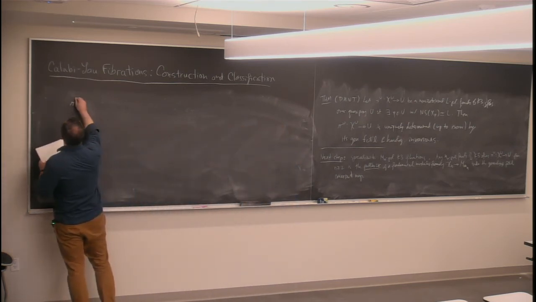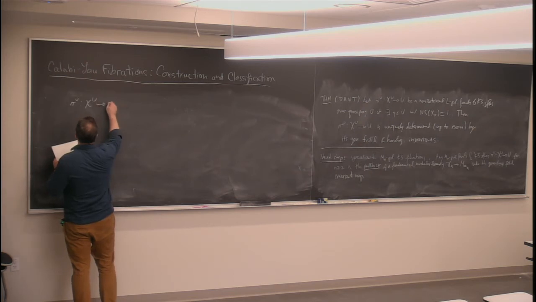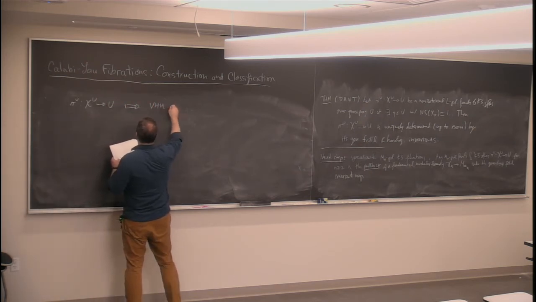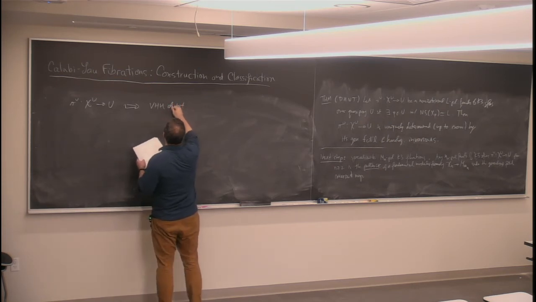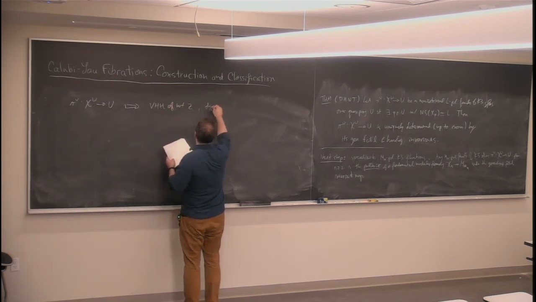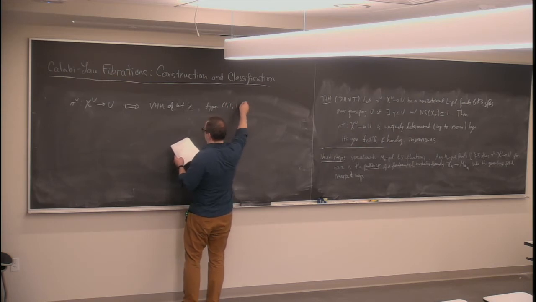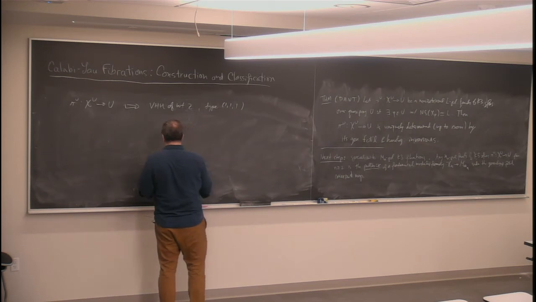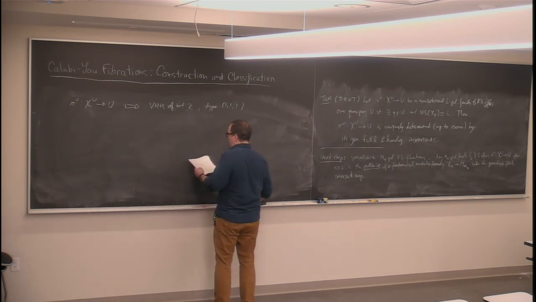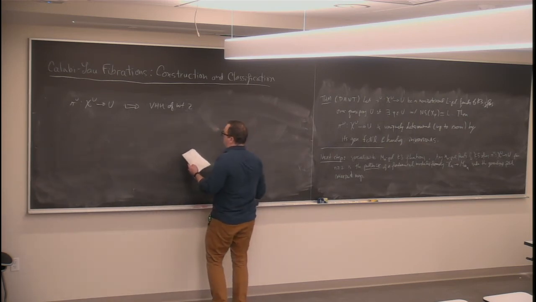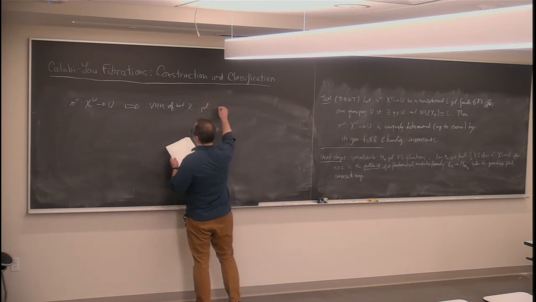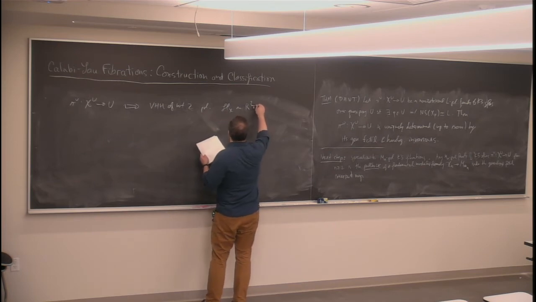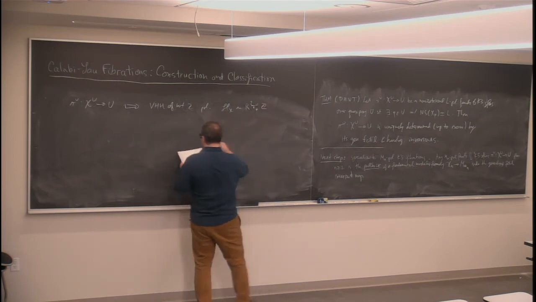So our π: 𝒳_U → U gives rise to a VHS of weight 2, type (1,1,1), okay? But you don't get type (1,1,1) immediately, because what you actually get is a weight 2 polarized ℋ on R²π_U lower star ℤ, okay?